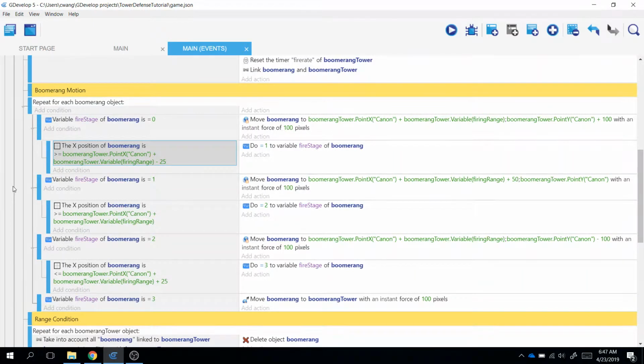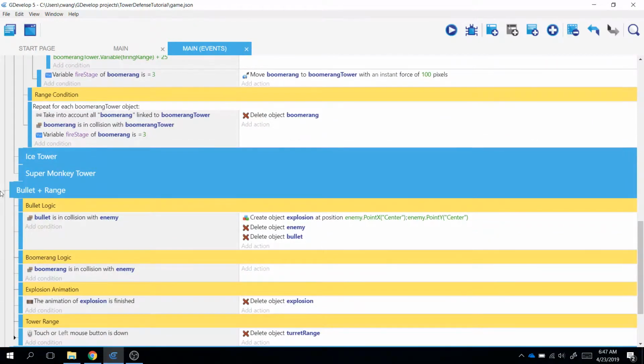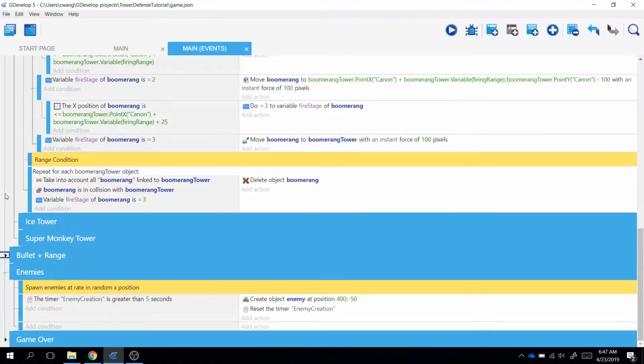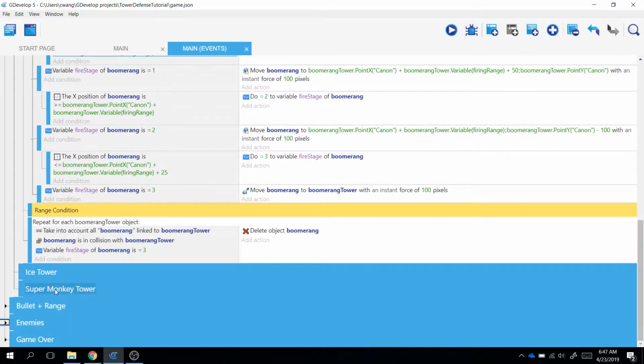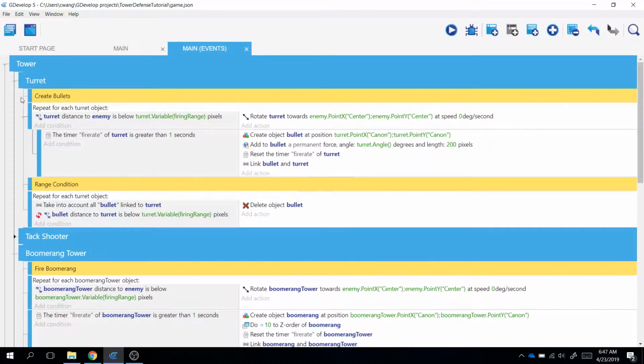Hi everyone. In this video, we're going to start adding an angle condition into our boomerang motion. Now, it's always a good time to save, to make a copy of your scene if you need to. So you can go ahead and do so right now. After I've made a copy, I'm going to minimize all of this so that I'm just looking at my towers, more specifically.